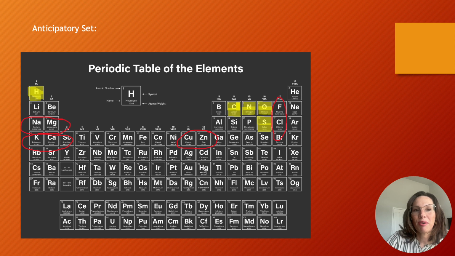Okay, so hopefully you all remember the good old periodic table, and if you recall from the previous lesson, although there are over 100 known elements, living organisms are mainly comprised of these 5 highlighted in yellow, which are hydrogen, carbon, nitrogen, oxygen, and sulfur. We do also see other elements in living organisms, such as these ones circled in red, copper, zinc, sodium, magnesium, potassium, and calcium, etc. But these are found in trace amounts.